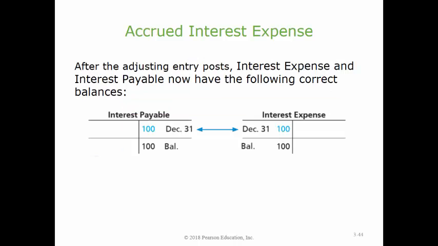The adjusting entry records a credit to the liability interest payable. This is because the interest payment will not be made until next year. Therefore, Smart Touch Learning owes interest to the bank. Had the adjusting entry not been recorded, liabilities and expenses would have been understated.